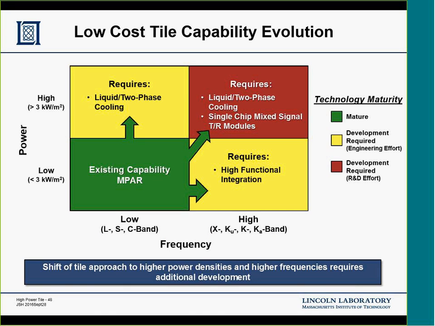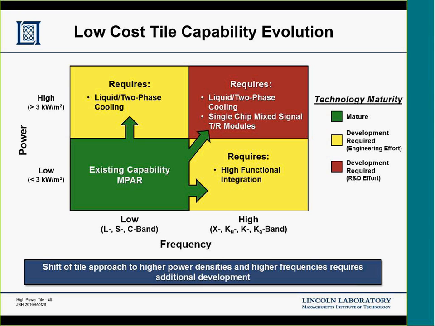Now the area of space we're working in here to evolve phased arrays is shown in this power and frequency dimension. There's a point on the power axis where you go beyond air cooling. There's a capability that we use in a system called MPAR, which is air cooled, and above about 3 kilowatts per meter squared, you have to go to integrated cooling of either liquid or two-phase, depending on how much higher you are. And so that's going up on the power axis.